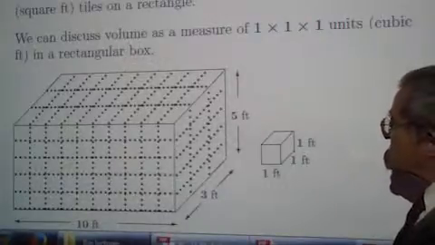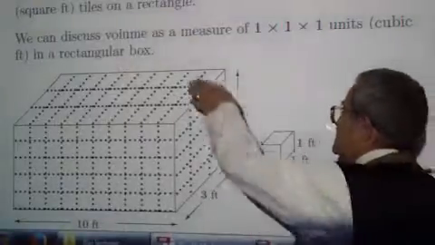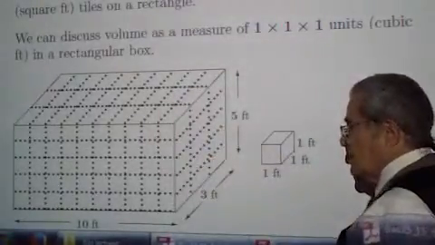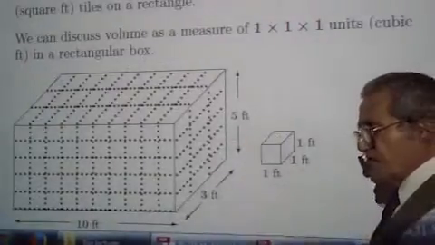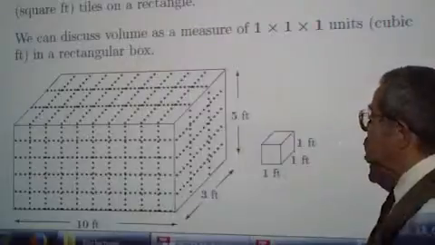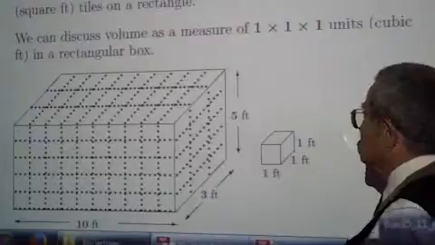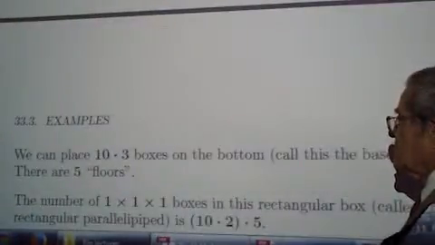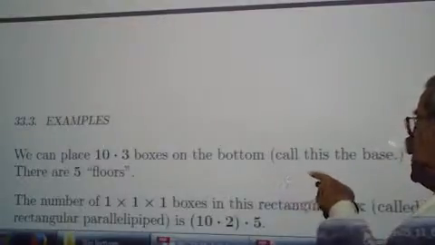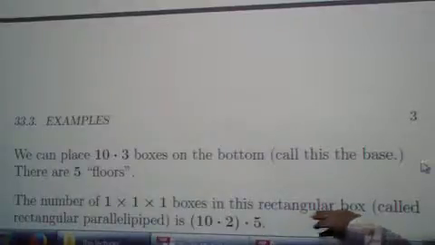Now, isn't that a nice box? This is 3-dimensional. This looks like it is slanted. It's not supposed to be. It's a box. The top is horizontal. The 4 sides are vertical. So this slanted part is in 3D. We can place 10 times 3 boxes on the bottom, and we are given 5 floors. I just went over that.